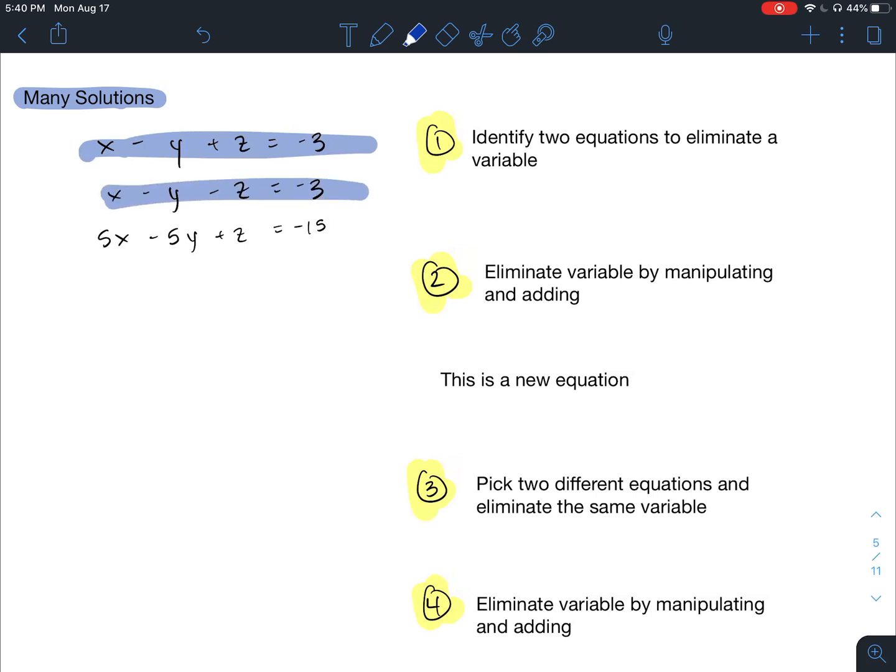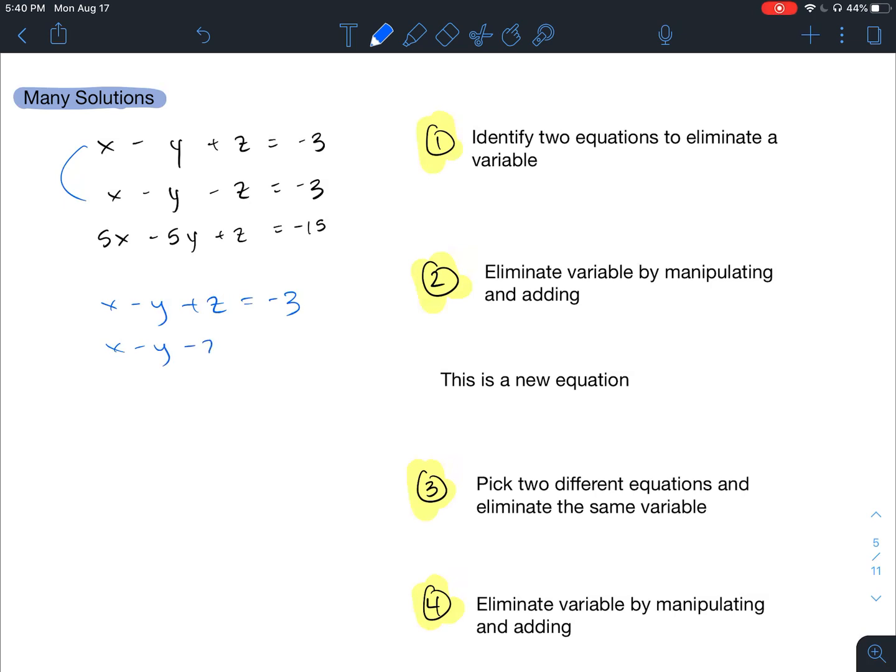Well, I'm loving these two right there. And already this is looking kind of weird. So let's go ahead and take those two equations right here. So we have x minus y plus z is equal to negative 3. x minus y minus z is equal to negative 3. The only difference between these two is that plus sign. Let's see where this leads.